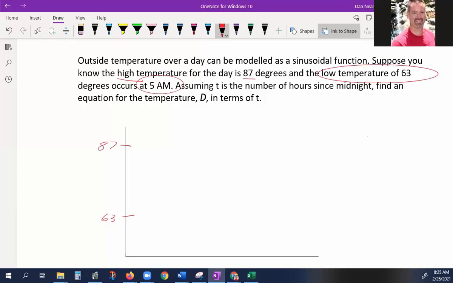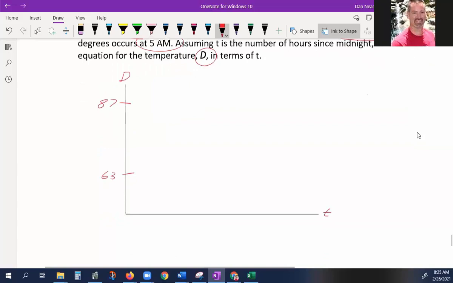So if we consider the vertical axis as the temperature, D, in terms of the input variable t for time, put a t down here on the horizontal axis, what we can do is plot the dot (5, 63), because they said at 5 a.m. that time, the temperature would be 63 degrees Fahrenheit. So I guess that's why they chose capital D as an output variable, because these are in degrees, and I'm assuming that it is Fahrenheit.